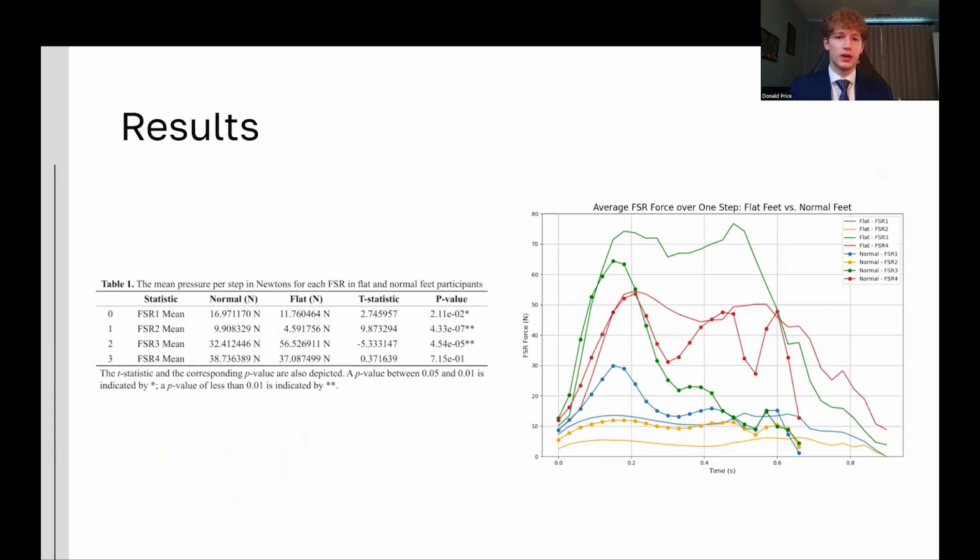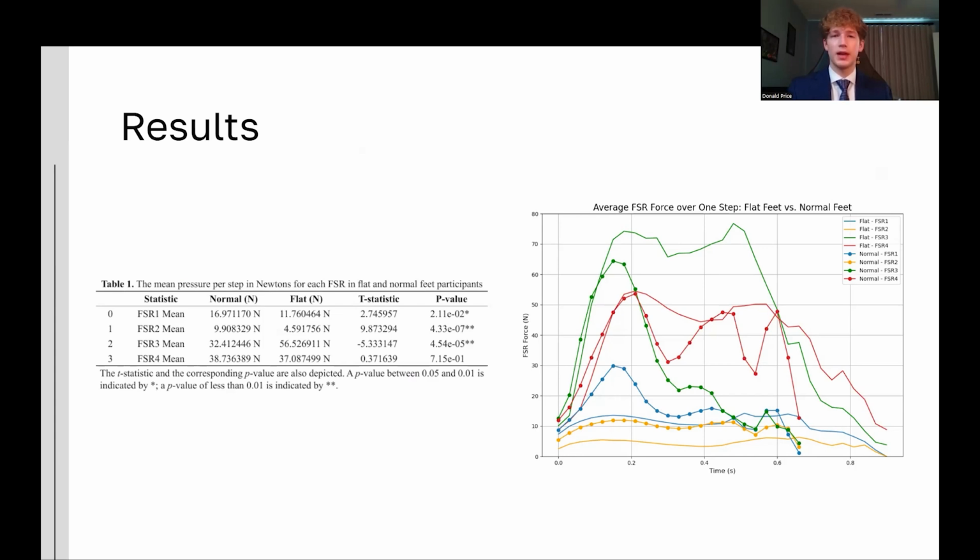Shown here are the mean force values for each of the four sensors along with the independent t-test results. Sensors 1, 2, and 3 all show statistically significant differences between the flat and normal feet participants, with p-values below 0.05. Sensor 4 did not demonstrate a significant difference. These results indicate that the largest differences occurred along the medial and lateral longitudinal arches closer to the midfoot, while the more distal lateral sensor remained similar between groups.